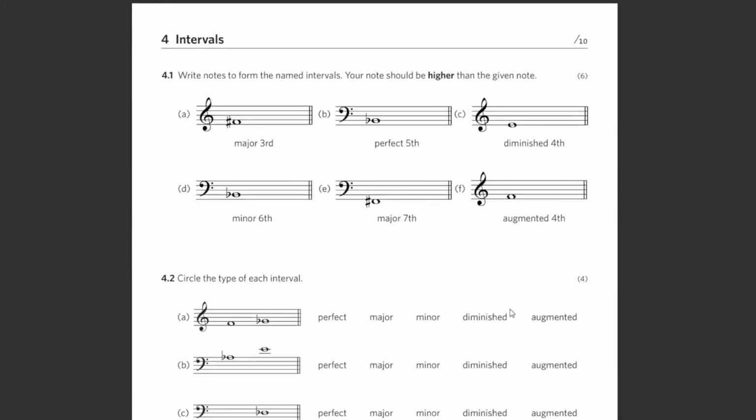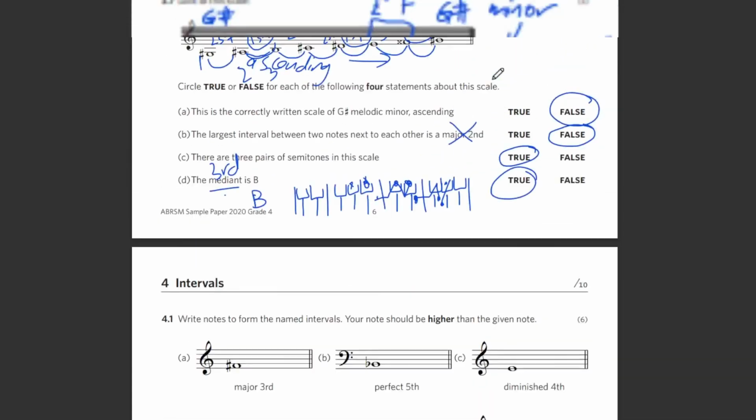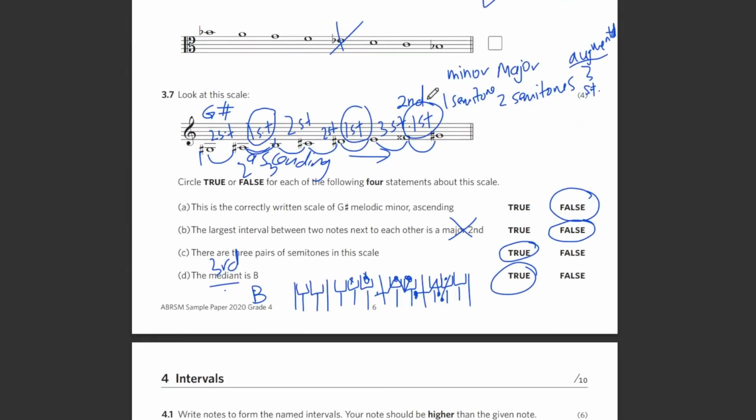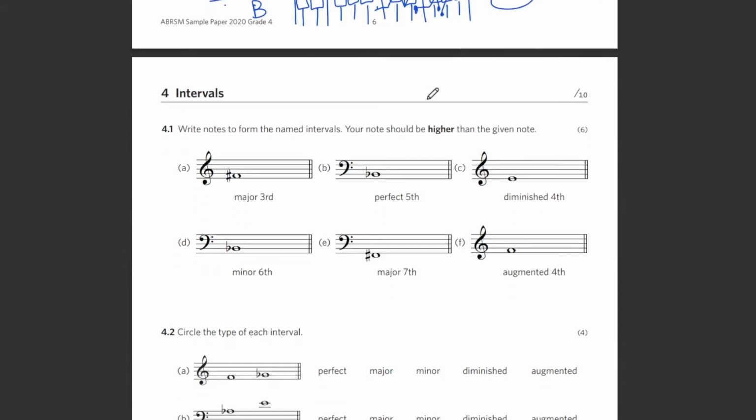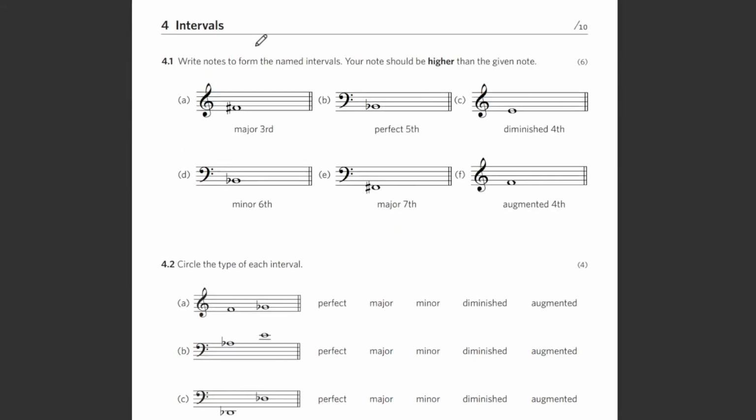Okay, let's move on to section 4, which is on intervals. In intervals, you can find the intervals using two methods. One is using the semitone chart, which I have covered here. I cover it in greater detail in my course, link in description below. So if you are interested, do check out my course. Another method is to use the major key as a reference. Now coming back to here, you are asked to write the notes to form the named interval. Your note should be higher than the given note.